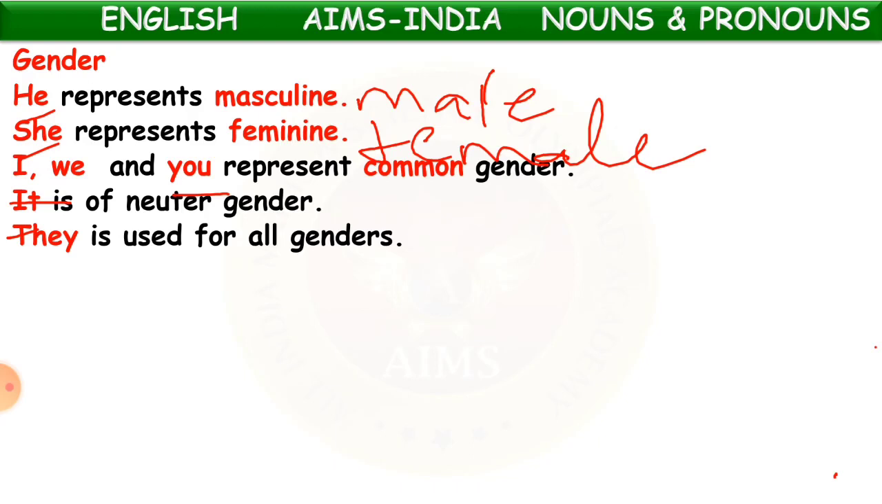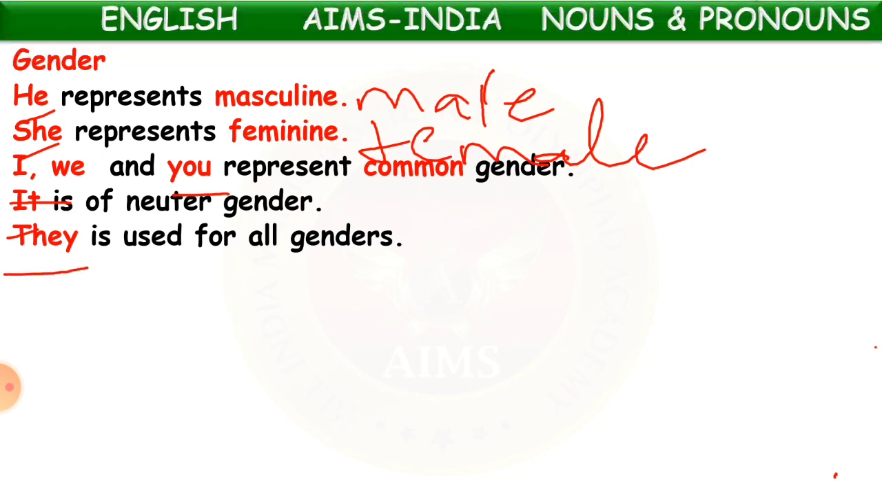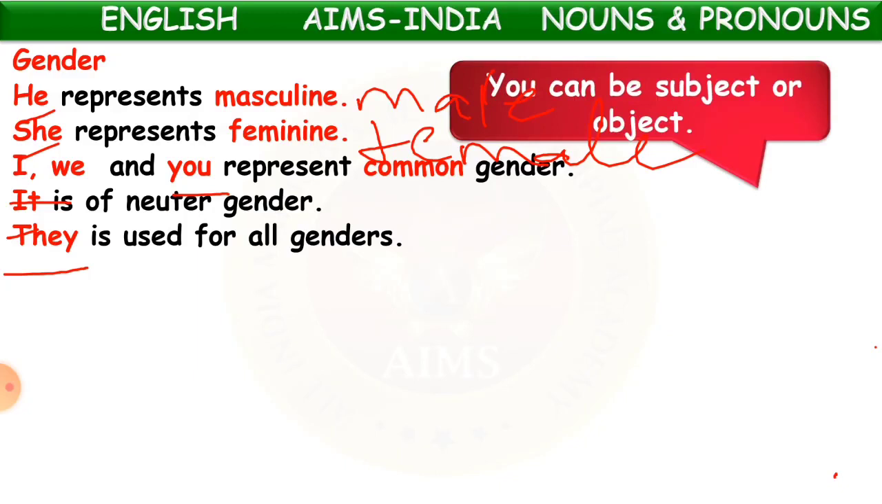Now, they is used for all genders. If it is in plural form, or male or female or common or neuter gender, all genders are represented as they in pronouns. We can use they for any gender here. Okay, children? So here you can be a subject or an object. When we are using you in a sentence, it may be a subject or an object.